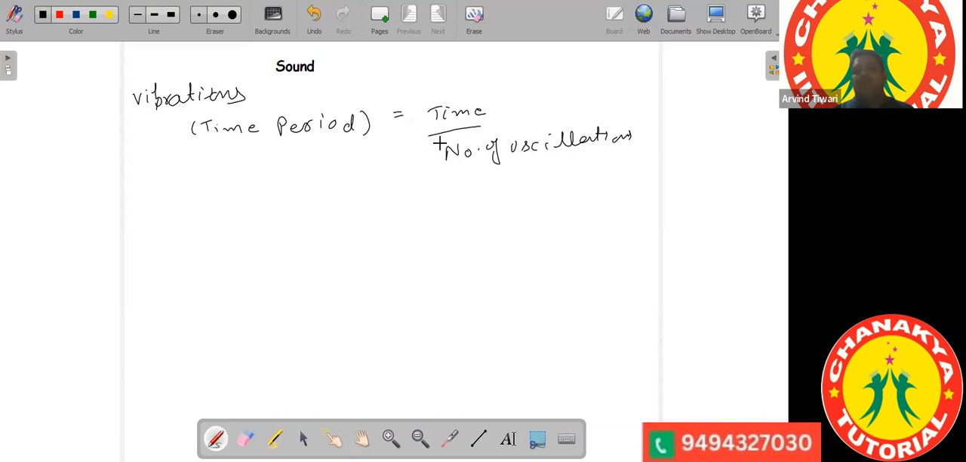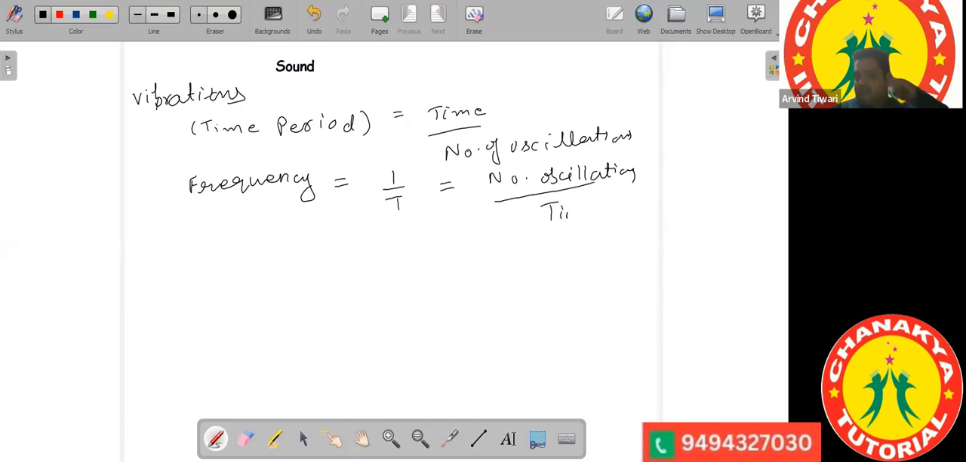For example, you know the time taken for 10 oscillations. Then the time period will be given by time divided by the number of oscillations. Then the second thing, you should be able to compute the frequency of any wave or any oscillation. Frequency will be computed by the formula 1 over time period, or you can write it as number of oscillations divided by time. So it's just the reciprocal of the time period.